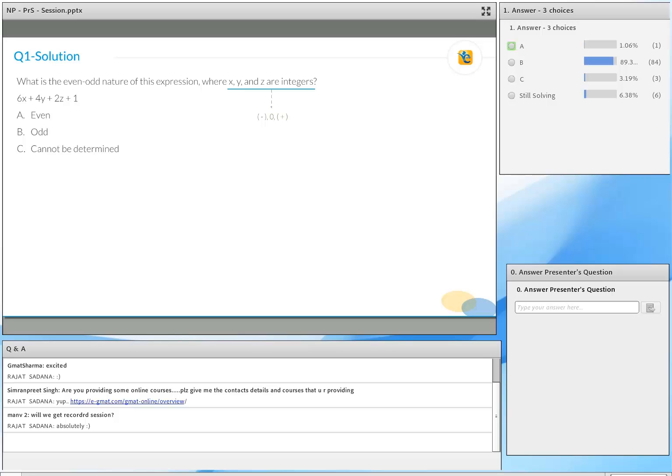Now the next thing that you have to do is look at the expression and start drawing inferences from it. Now 6x means 6 is an even number, right? Which means it's an even number times x, plus 4y, another even number times y, plus 2z, an even number times z. So that's how you are now processing it. And 1 is an odd number. So I'm simply relating all of these back into their even odd nature.